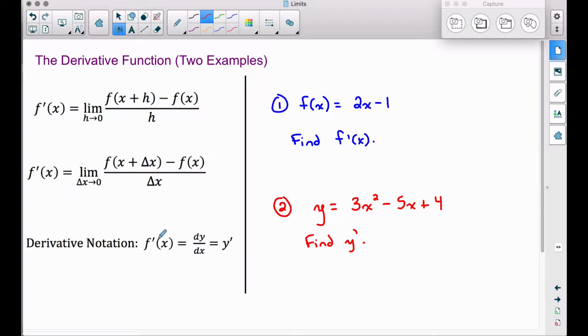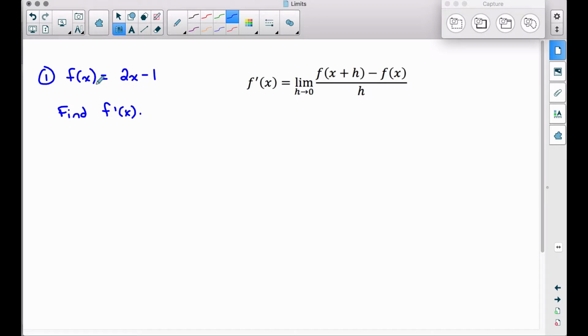Sometimes you will see derivative notation as f prime of x. We call that prime. dy dx means the same thing. Also y prime. These three are the most common ones that you'll probably see in your text or in your course. So we have two examples. Let's start with number one.